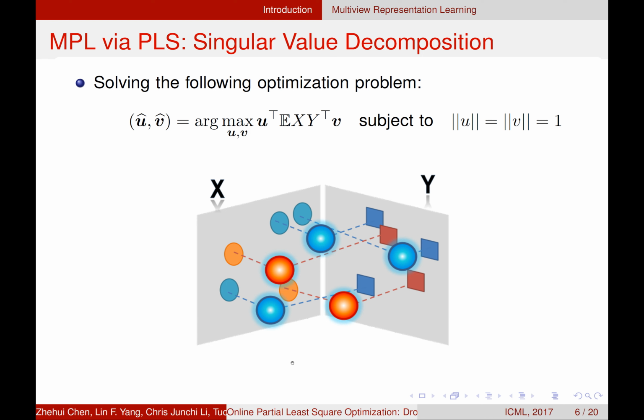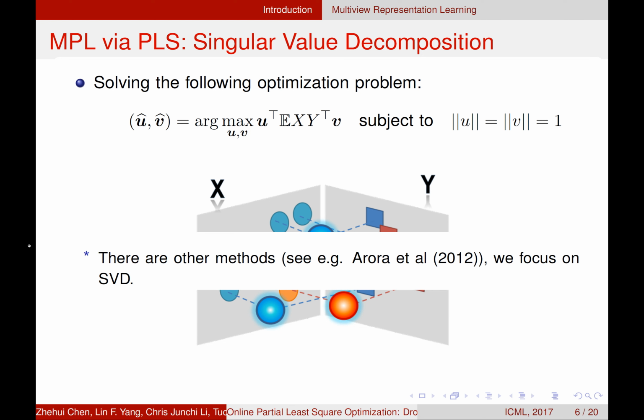So you have two views of data, x and y. The subspace you find has to maximize this projected random variable. That's actually your signal. So we are studying this.